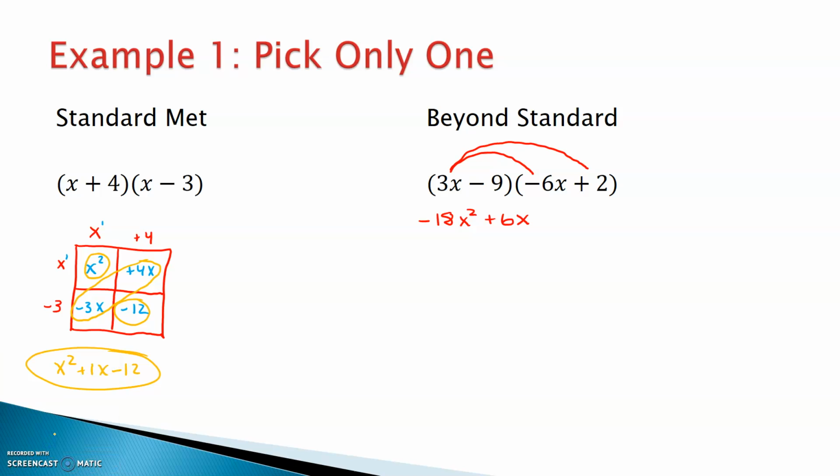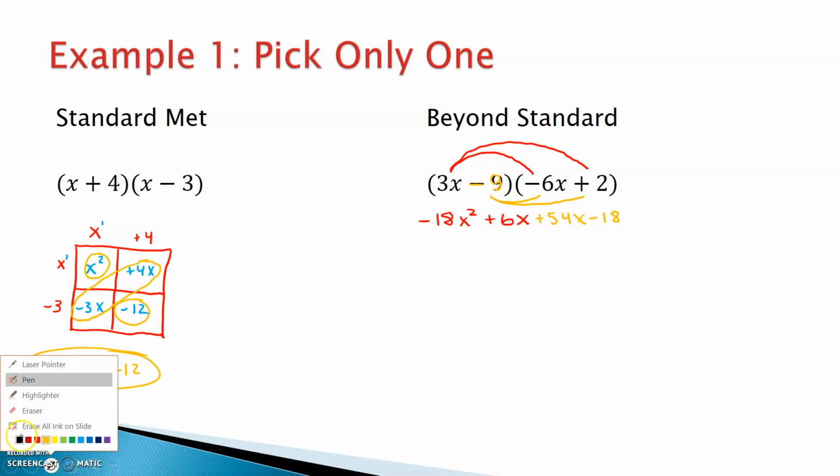Why is it called double distribution? Because now we take our next term, negative 9. And I multiply that guy by the negative 6x. Well, negative times the negative is a positive. 9 times 6 is 54, and it's 54x because that was a 6x. Now, what's negative 9 times a 2? That's negative 18. Okay.